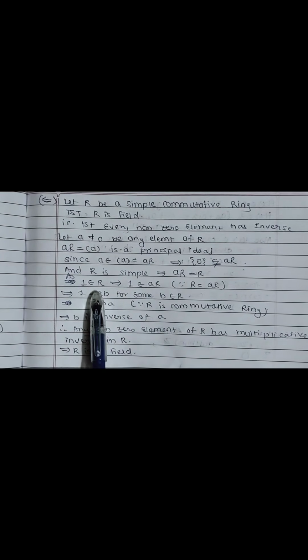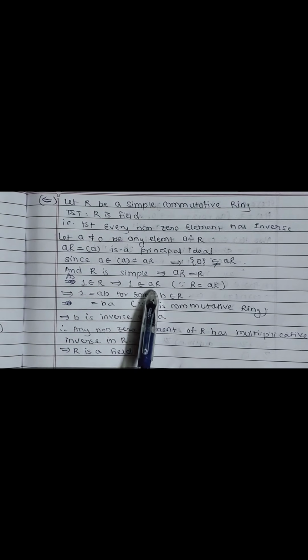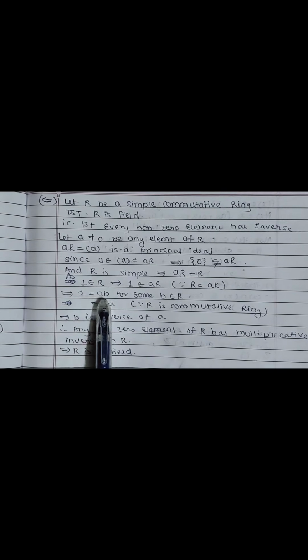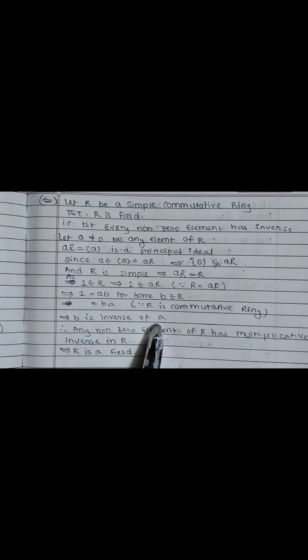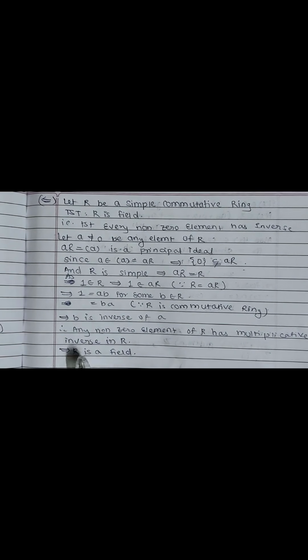Now 1 belongs to R, but R equals aR, so 1 belongs to aR. That is, we can write 1 as some multiple of a. So 1 equals a into b for some b in R. And since R is a commutative ring, we can write it as b a also. This implies b is the inverse of a. We started with any non-zero element and we get its inverse. So any non-zero element of R has a multiplicative inverse in R. This implies R is a field.